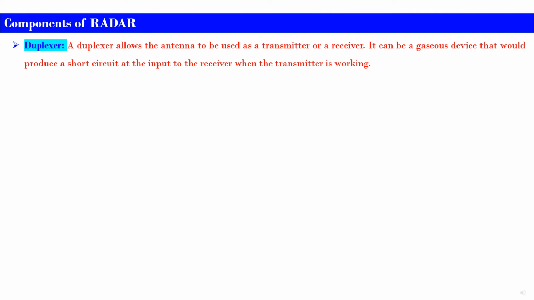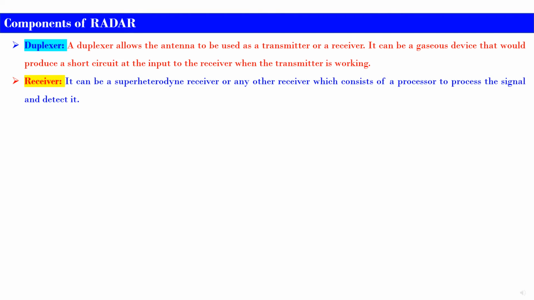Duplexer. A duplexer allows the antenna to be used as a transmitter or a receiver. It can be a gaseous device that would produce a closed short circuit at the input to the receiver when the transmitter is in working condition.